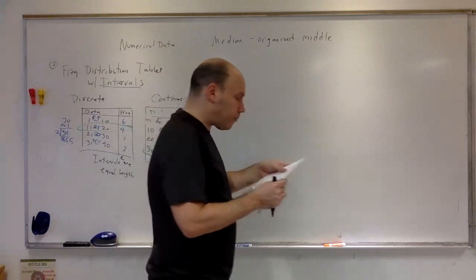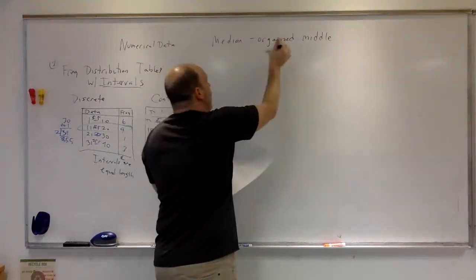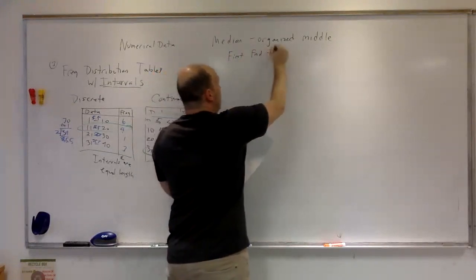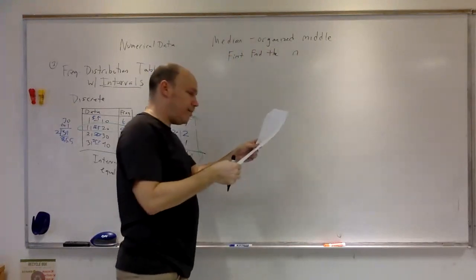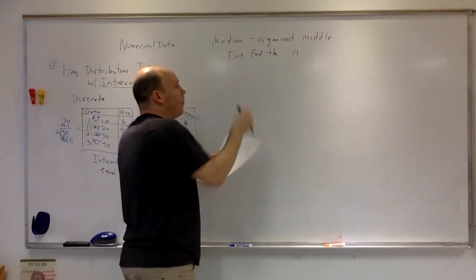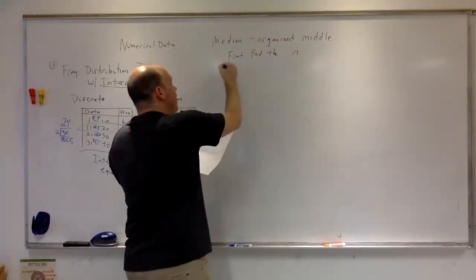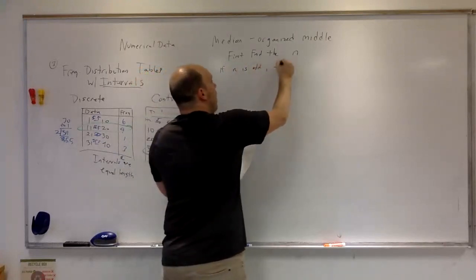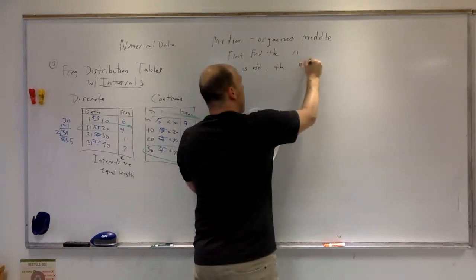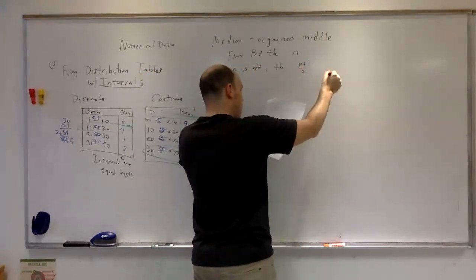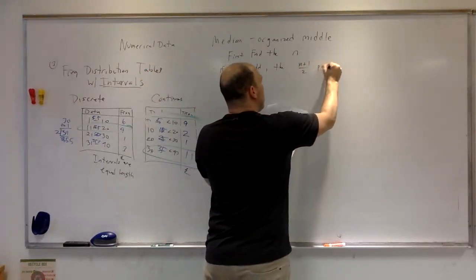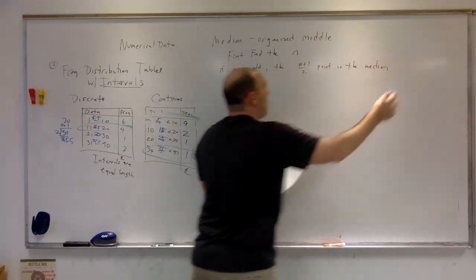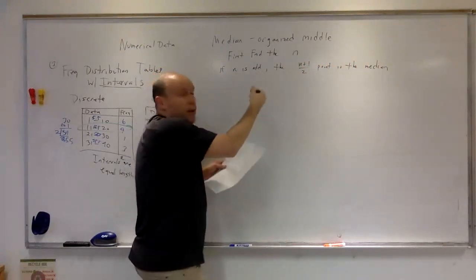So, once again, the organized middle, first find the n. And you've learned in the past that if n is odd, then n plus 1 over 2 points is the median. And that makes sense if you think about that.